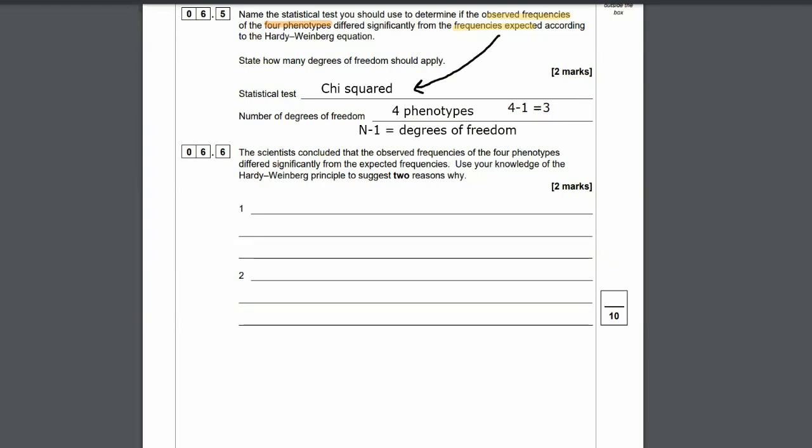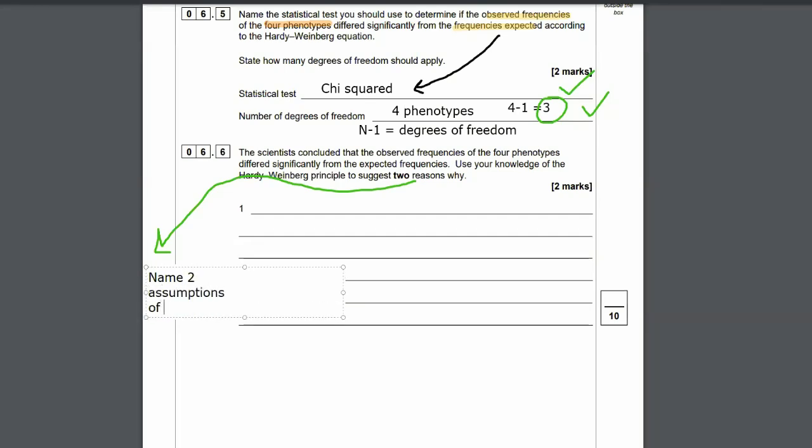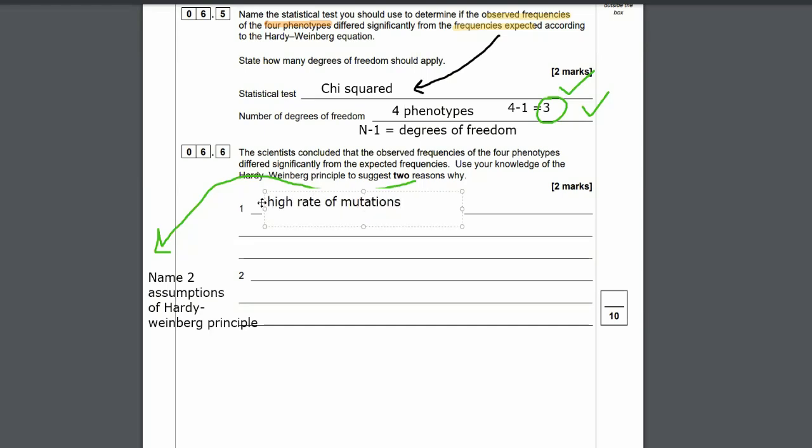Lovely. Right, 6.6. The scientists concluded the observed frequencies of the 4 phenotypes differed significantly from the expected frequencies. Use your knowledge of the Hardy-Weinberg principle to suggest 2 reasons why. If the Hardy-Weinberg principle is followed accurately, which is almost impossible, then the frequency of the alleles will not change from what is expected from population to population. However, there are about 7 assumptions we make with the Hardy-Weinberg principle, and you've just got to name 2 of these. So there shouldn't be any immigration or emigration, so nobody moving in or out of the population.